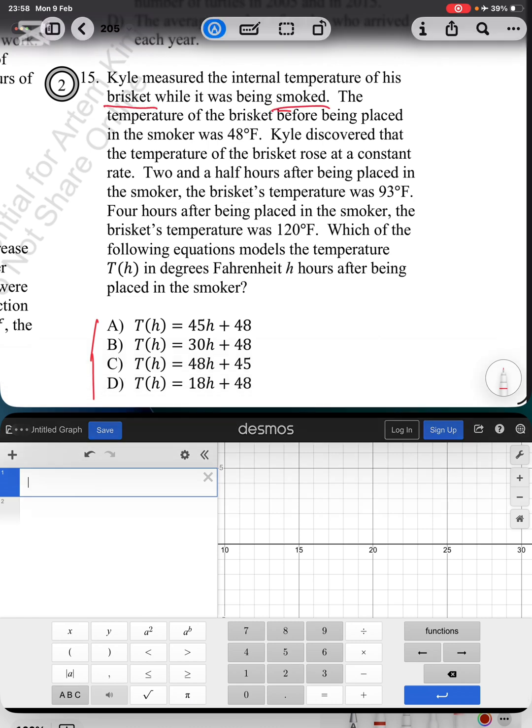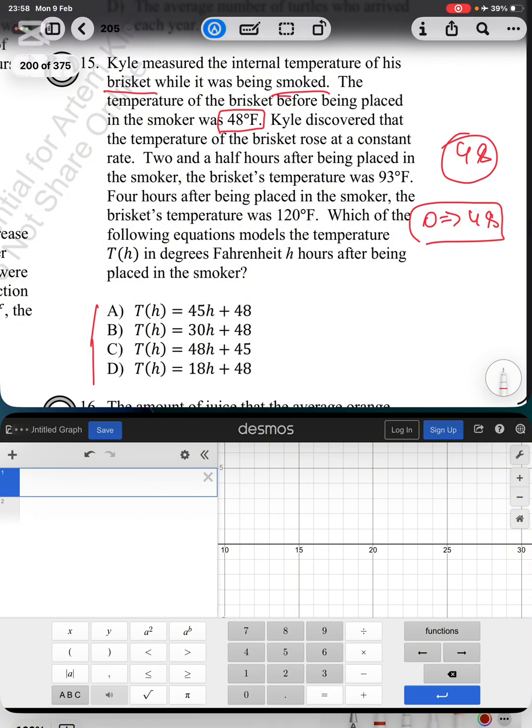Okay. The temperature of the brisket before being placed into the smoker was 48. Before means it was 48, right? This means at zero time period it was 48. So that's so simple. When you insert 0 to the value h, the answer is going to be 48. As you can see, we're getting 48, but C is going to be totally incorrect because 48 multiplied by 0 is 0 plus 45 is 45, but not 48, right? So in this case, I simply eliminated choice C.